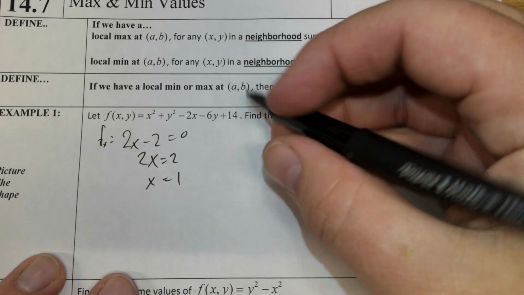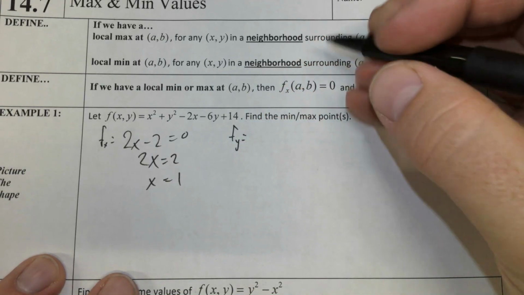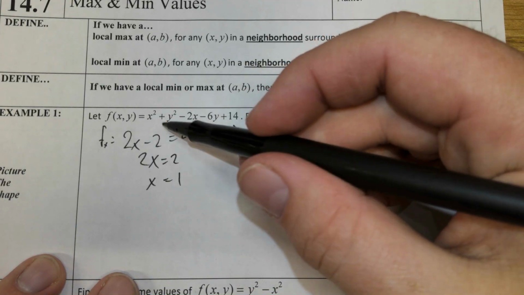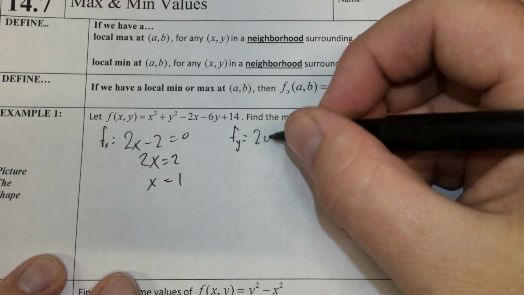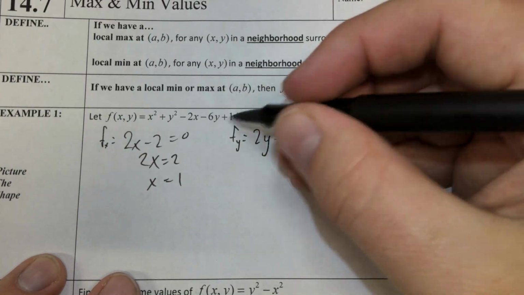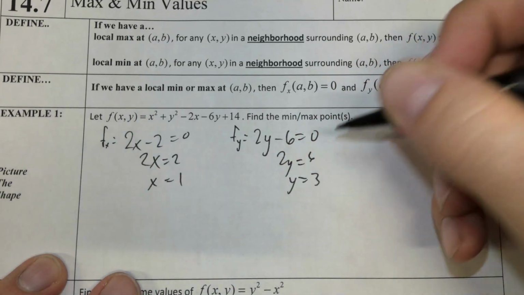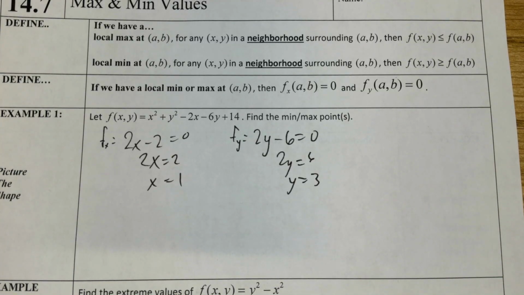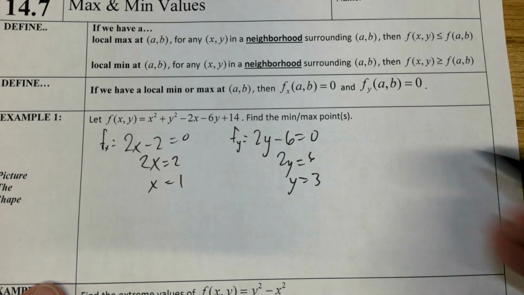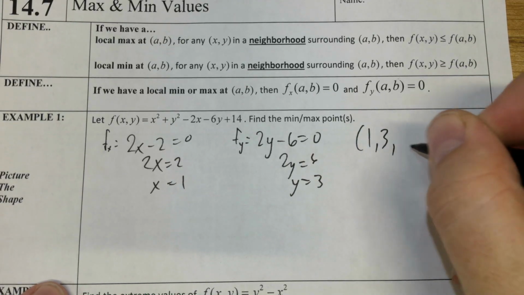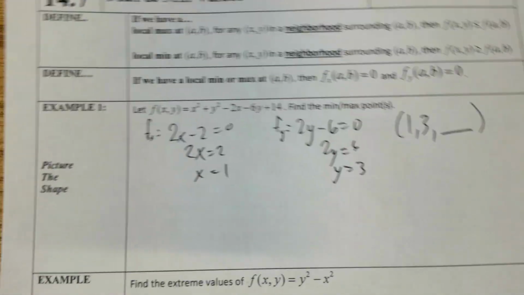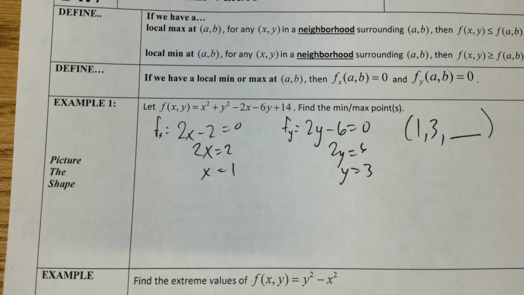I do the same thing for y, f sub y. F sub y is going to be 2y minus 6 and gone, equals 0. That means y equals 3. And so then I have this coordinate (1, 3, blank). I have to fill in that blank, and I also have to quantify that as a min or a max.